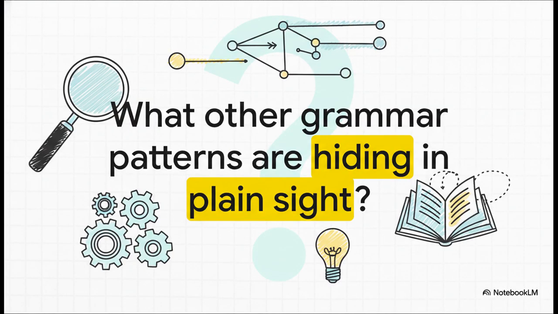So there you have it. You now know how to spot and fix one of the most common display errors in Chinese. And it kind of makes you wonder, doesn't it? What other fundamental grammar rules are just sitting there, hiding in plain sight in the words you already know?